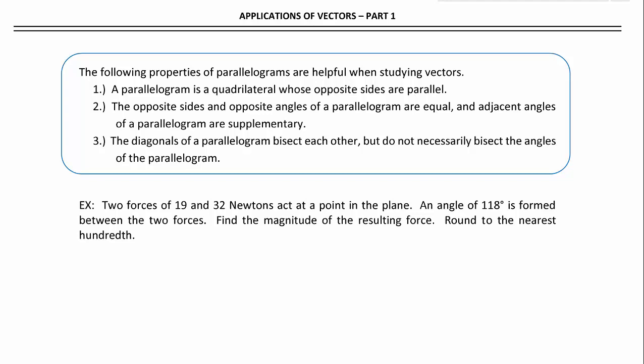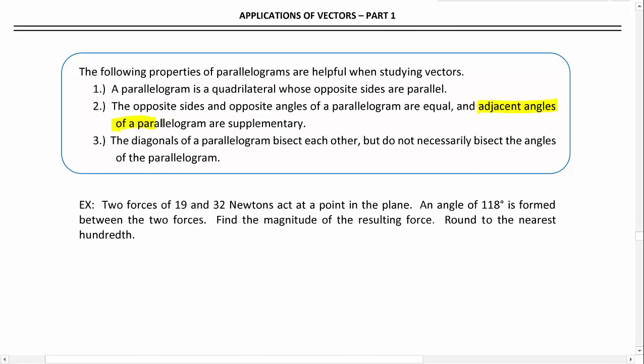The following properties of parallelograms are helpful when studying vectors. It's been a while since we've had geometry and really talked about parallelograms, so let's review some of the rules for parallelograms. A parallelogram is a quadrilateral whose opposite sides are parallel. The opposite sides and opposite angles of a parallelogram are equal, and adjacent angles of a parallelogram are supplementary. I think that's definitely the one that we tend to forget the most. The adjacent angles are supplementary.